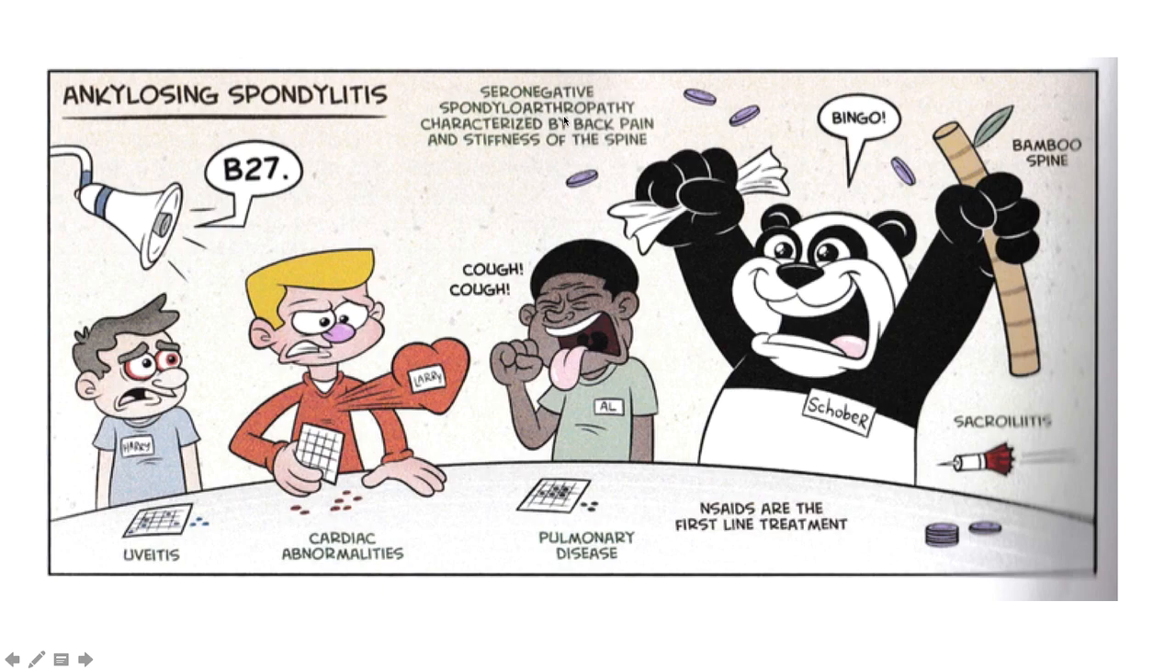This is medcomic.com, right? Beautiful. Thank you, Mr. George Muniz, telling us about ankylosing spondylitis. Quite fun. Seronegative spondyloarthropathy characterized by back pain and stiffness of the spine. We know this, right?